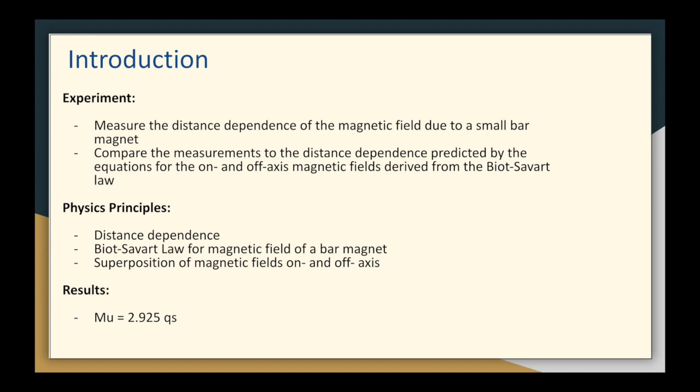Important physics principles for this lab were distance dependence, the Biot-Savart law for the magnetic field of a bar magnet, and superposition of magnetic fields on and off axis. At the end of this lab, I got that mu was 2.925.